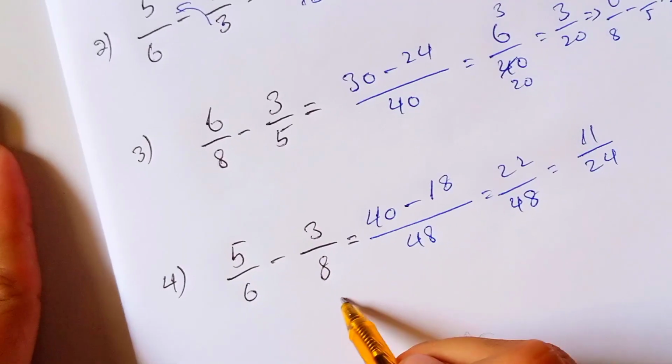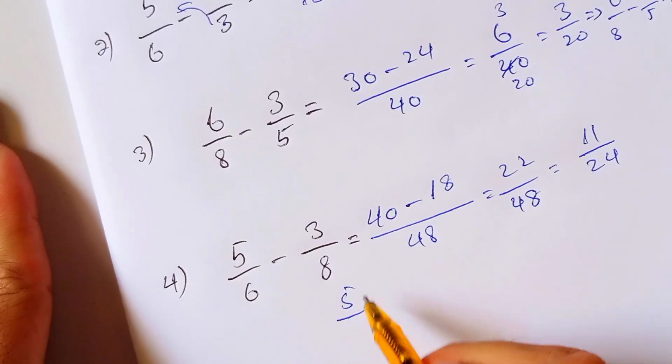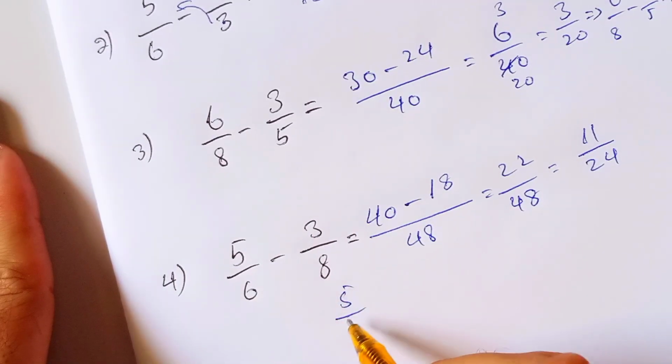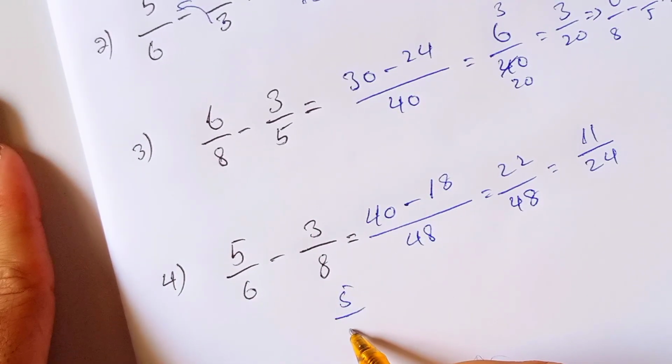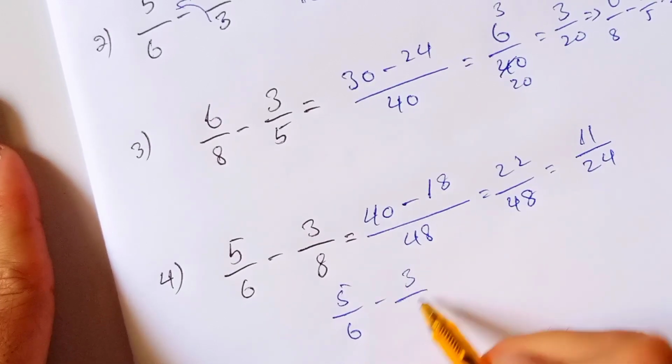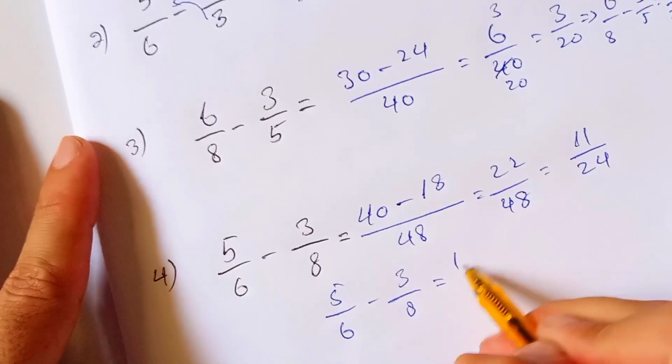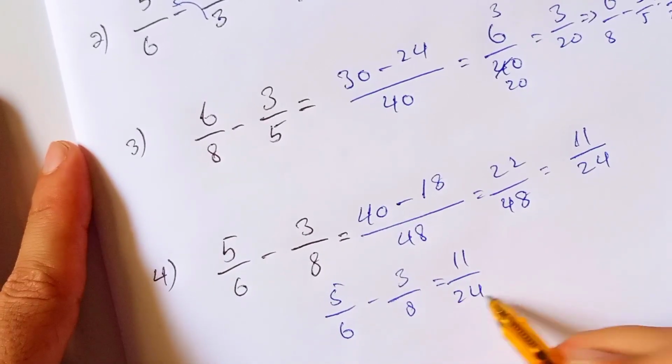So when we subtract 3 over 8 from 5 over 6, we can write 5 over 6 minus 3 over 8 is equal to 11 over 24.